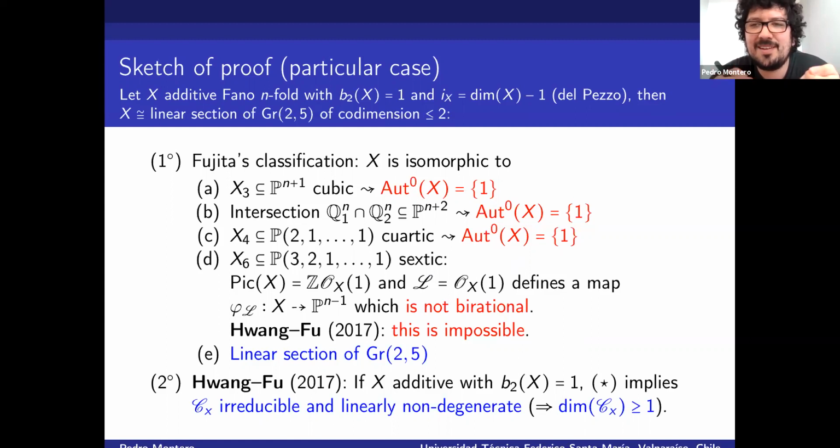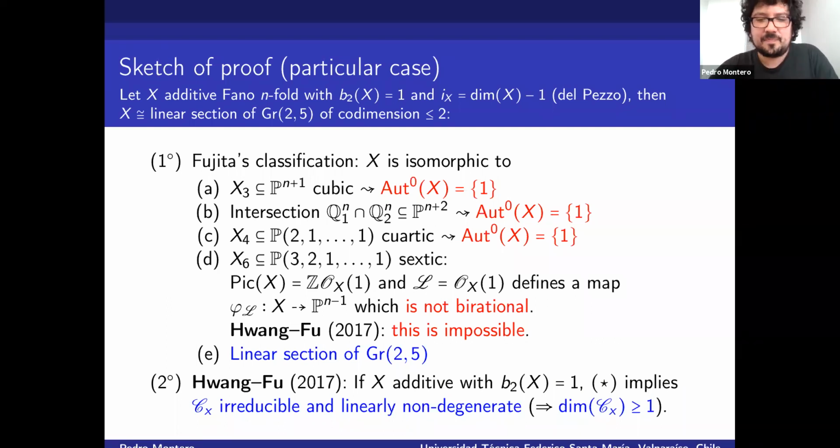And because you are on a weighted projective space, you can compute the map and check that this is not birational. And by a result of Huang and Fu, you can actually check that this is not possible. It has to be birational. So you can rule out this possibility. So we need to understand, first of all, what are the possible linear sections of the Grassmannian 2-5 which are additive. Okay, so that's the goal.